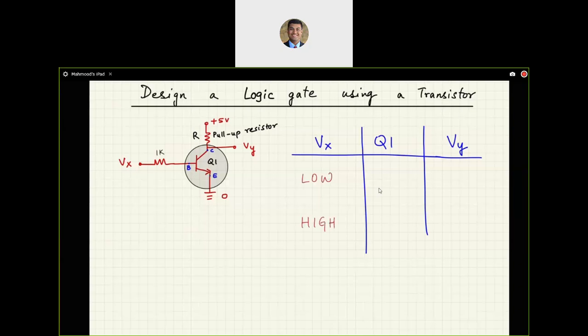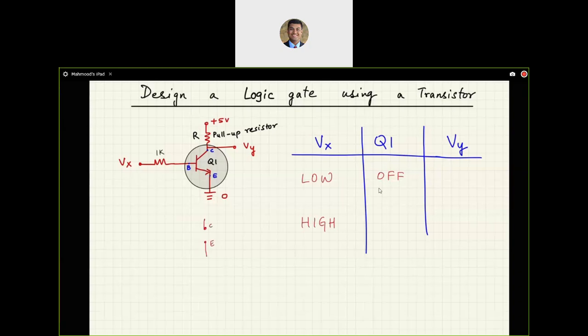I'm monitoring the state of the transistor on and off, and I'm also trying to measure Vy, so the voltage at the collector with respect to ground. So let's see how we can fill this table up. So when we have a low voltage at the base Vx, Q1 will not get enough voltage to turn on. So in this case, Q1 is going to be off, meaning the collector and the emitter terminals have an open circuit between them.